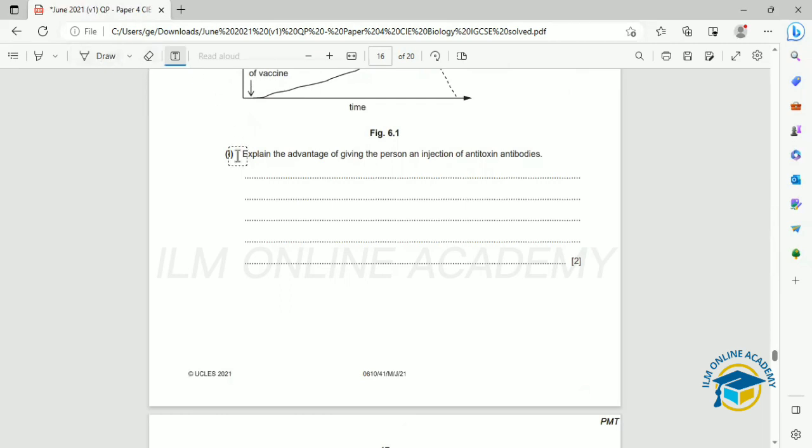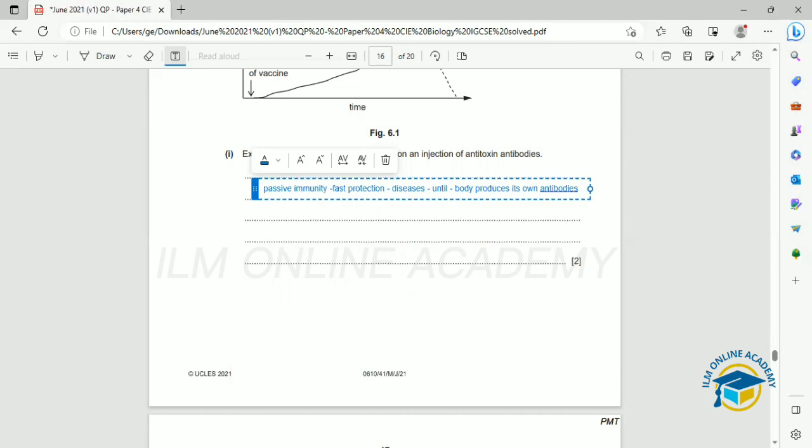So introduction of antitoxin antibodies is going to generate passive immunity, so that would provide fast protection to that person from that disease until the body produces its own antibodies. But it is a temporary solution.